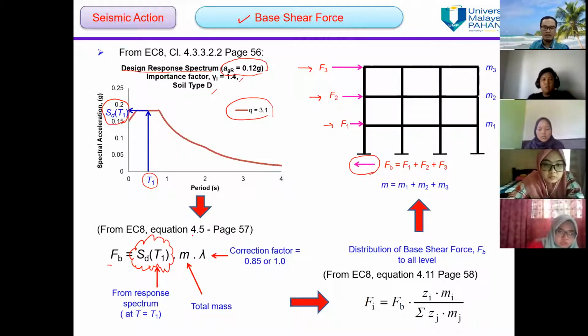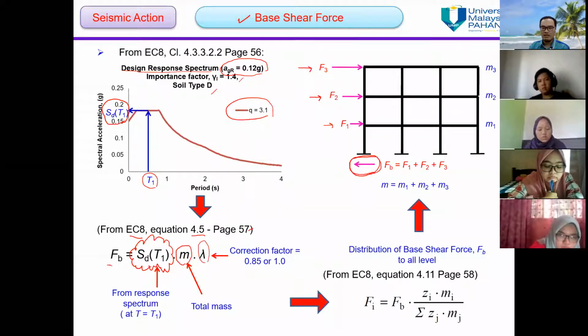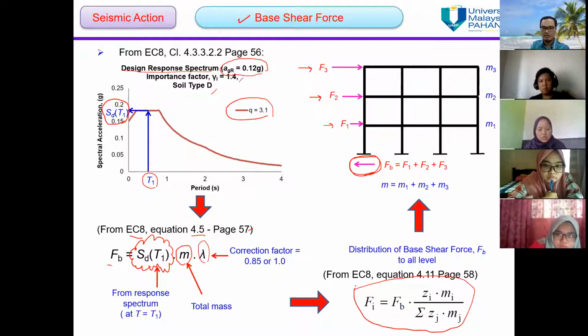Okay, you can find equation 4.5 on page 57 in Eurocode 8. This is the equation. Base shear force is equal to the spectral acceleration at the fundamental period of vibrations, multiplied by the total mass of the structure, and then multiplied by the correction factor. This is the base shear force, the total force acting. And then we distribute the total force by using this equation. You can refer to this equation in Eurocode 8, page 58.